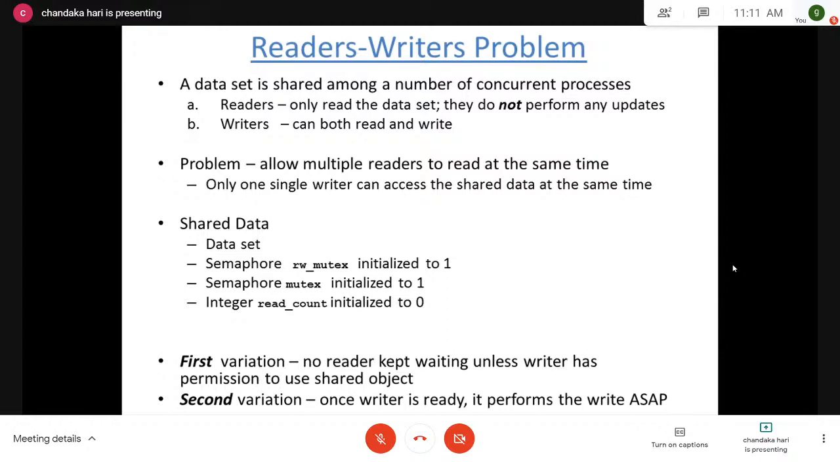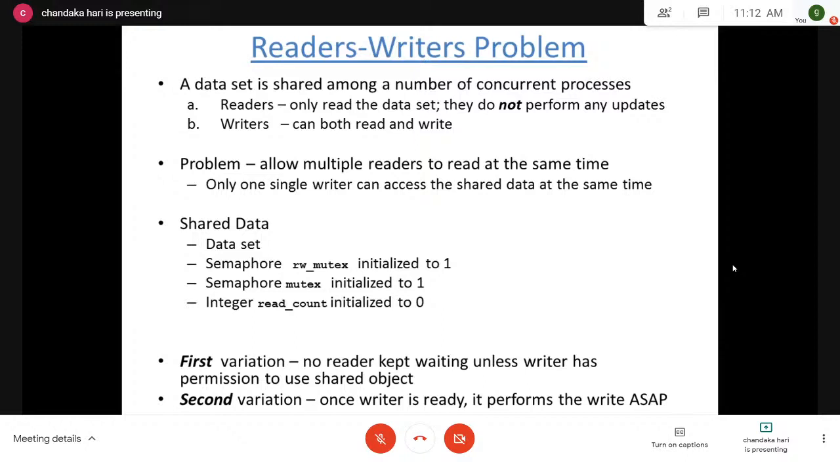Now, readers only read the data set. A reader, in the sense, is eligible for making only read operations. He does not perform any update operations at all. This guy is a reader. If any process is said to be a reader, that implies that process is only eligible for reading the contents, and is not allowed to update anything. A writer, in the sense, if any process is said to be a writer, is eligible for both read and write.